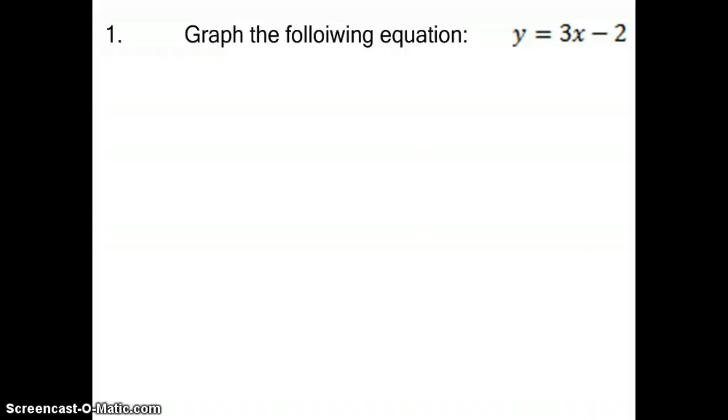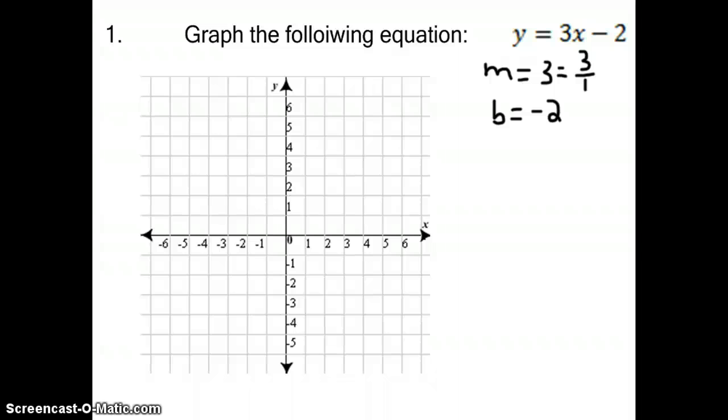On this one, you can just draw yourself your own graph, your own coordinate plane on the piece of paper you're using. Go ahead and graph this equation. You can pause now and try it on your own. Okay, there's a couple ways we could do this. I'll show you one way real quick, and then I'll show you the other way.